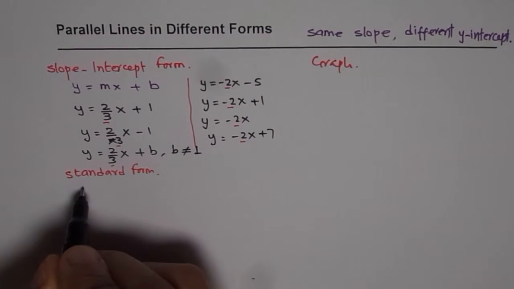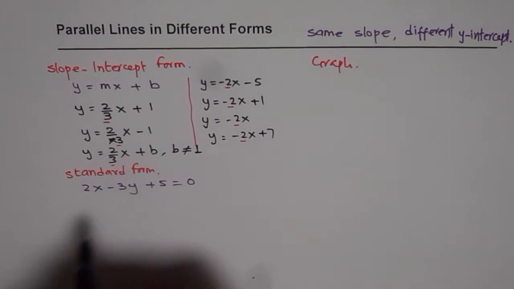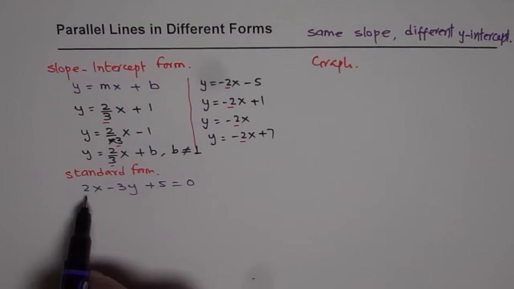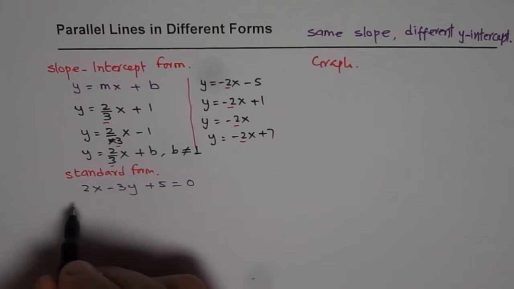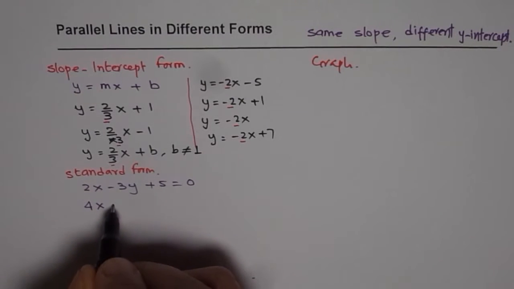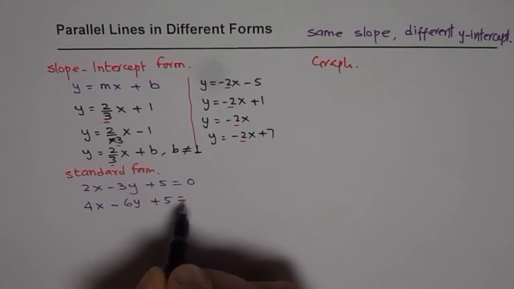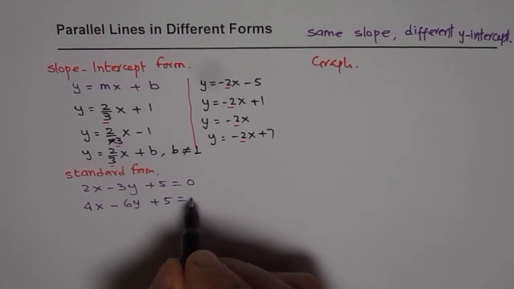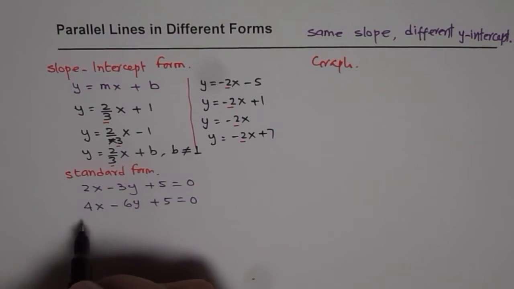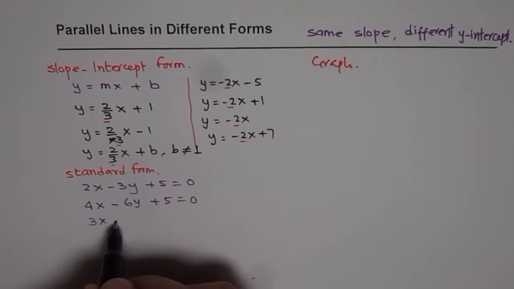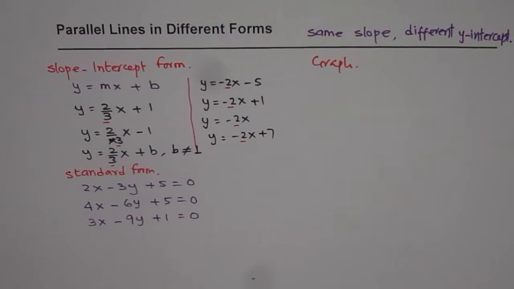In standard form, we could write 2x minus 3y plus 5 equals 0. Then equation of a line which is parallel to this will have same multiples for x and y coefficients. So a line which will be 4x minus 6y, let us say we keep this number as 5 itself. So that means we do not multiply the constant. This will be a parallel line, right? We could actually multiply by 3. So we get 3x minus 9y, let's say plus 1 equals 0. Will be another parallel line, right?